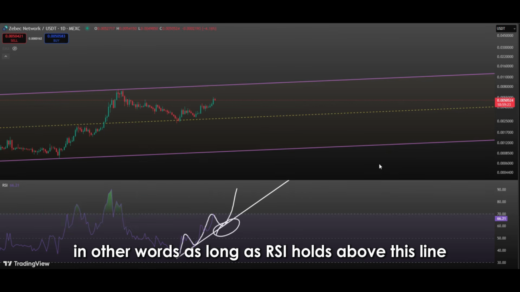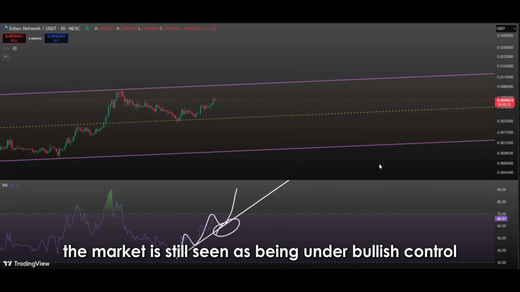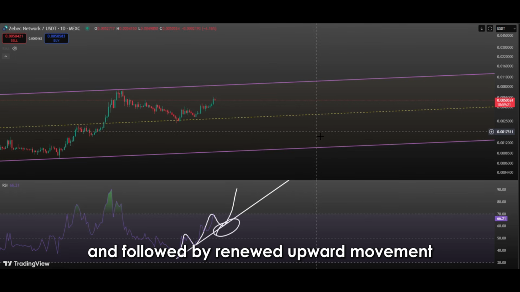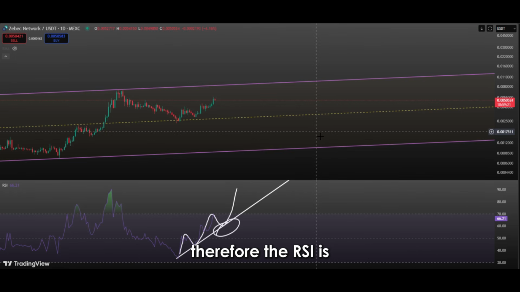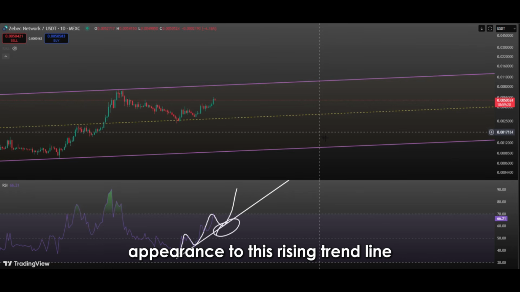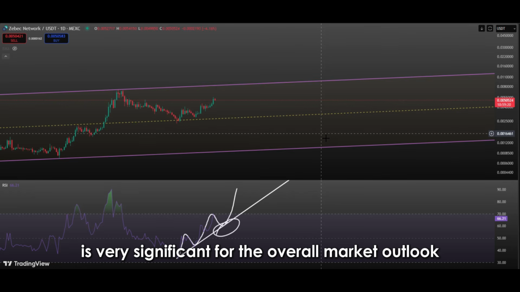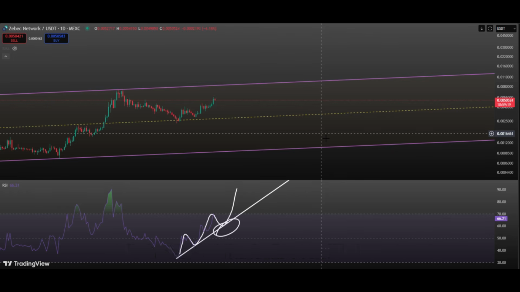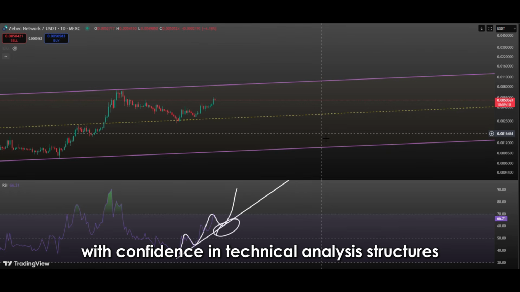In other words, as long as RSI holds above this line, the market is still seen as being under bullish control, with corrections considered temporary and followed by renewed upward movement. Therefore, the RSI's adherence to this rising trend line is very significant for the overall market outlook. If this line is tested and successfully defended, it shows that the bulls are still strong and continue to intervene in the market with confidence.